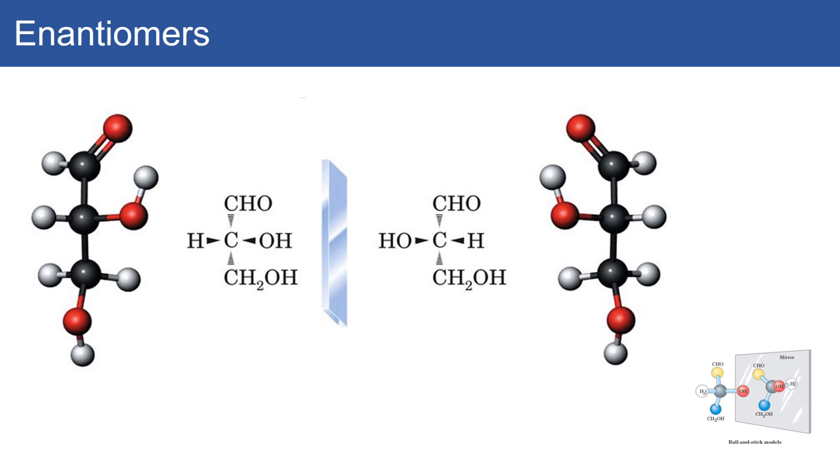So on the left you have D, on the right you have L. Hopefully I said that right. D on the right, L on the left. And you can see this is glyceraldehyde again, and you can see that they're mirror images of each other. This is a very important concept, and you will see enantiomers on your exams.